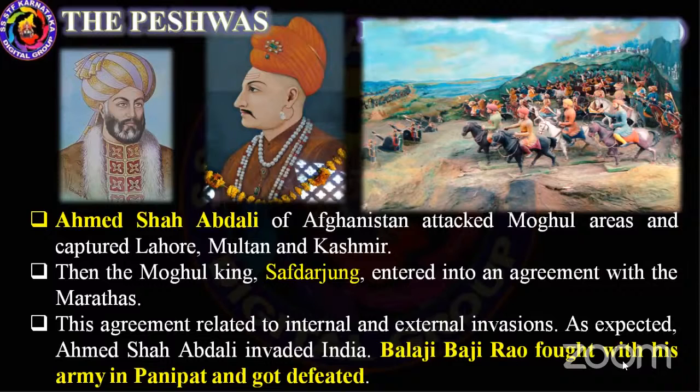Balaji Bajirao fought with his army in Panipat and got defeated there. This was the Third Battle of Panipat. According to that agreement, he supported the Mughals while they were fighting with Ahmad Shah Abdali, but they did not get success here. They were defeated.